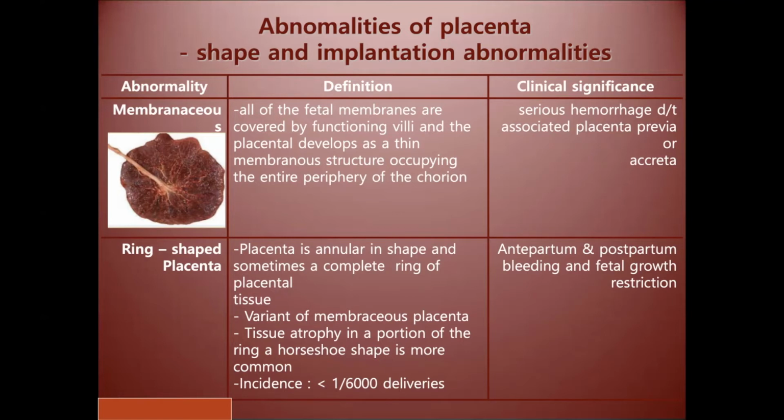Another abnormal shape is a ring-shaped placenta. The placenta is annular in shape and sometimes a complete ring of placental tissue. We have here a variant of a membranous placenta. We have here tissue atrophy in a portion of the ring, and horseshoe shape is more common. It's a very rare case of this ring-shaped placenta. We have only rare cases of this shape. And clinical significance is that we have antepartum and postpartum bleeding and fetal growth restriction.